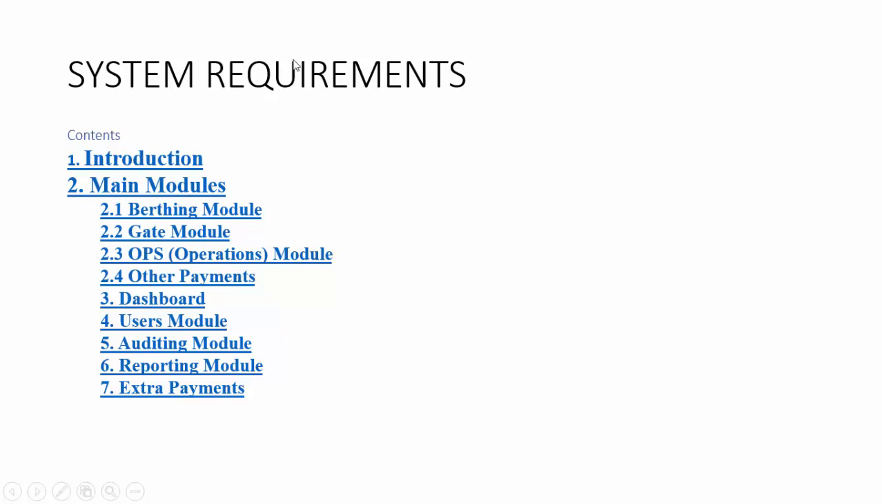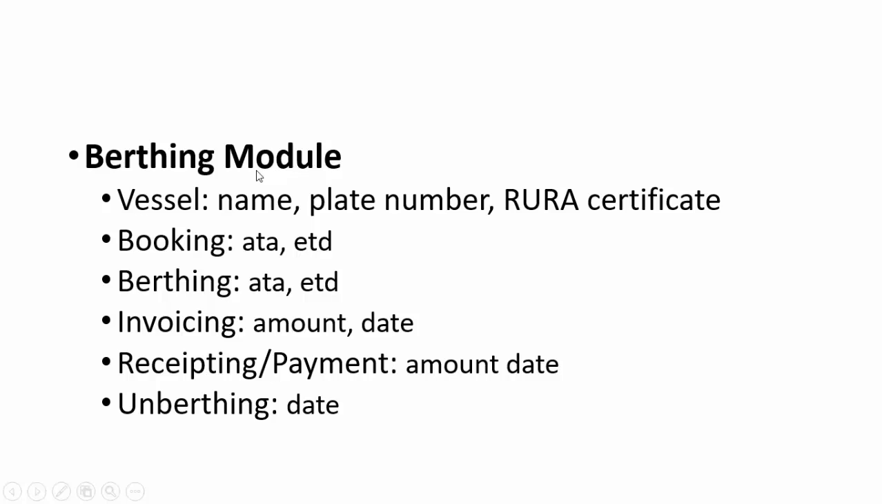Now we're going to see the requirements of the system in detail. The introduction is what we have seen earlier. Now we can see the other modules. The main modules are these ones: berthing and gate operations, other payments, dashboard, user module, auditing, and reporting. Now we're going to see in detail what each module shows.